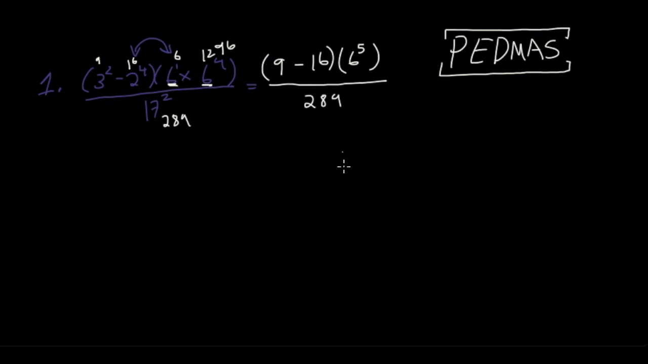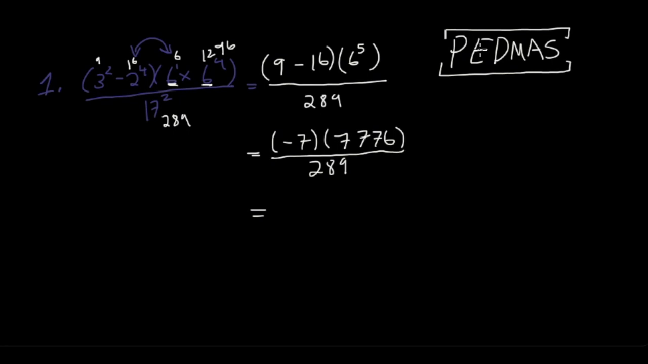Now, let's simplify a little further. Inside of here, we're going to do 9 minus 16, and that gives us minus 7. And then for the 6 to the power of 5, we do 1,296 times 6, a very large number, 7,776 over 289. And then we multiply the top, because we have to get rid of the parentheses here.